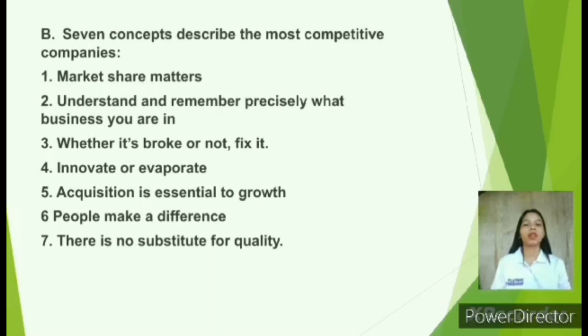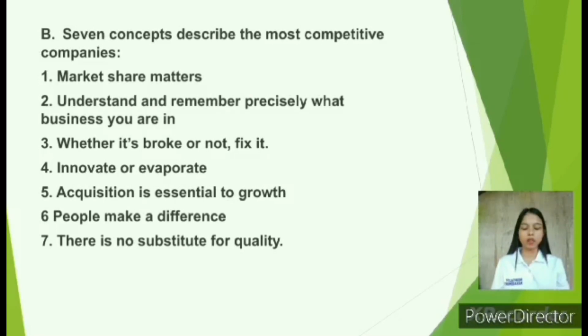Next, letter B, there are 7 concepts that describe the most competitive companies. Number 1 is market share. Market share matters. Market share is the percentage of an industry's sales that a particular business owns. In other words, it is a comparison of a company's total sales in relation to the overall sales of the industry they are in. Number 2 is understand and remember precisely what business you are in.